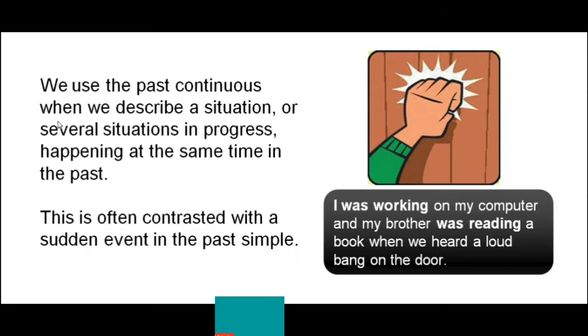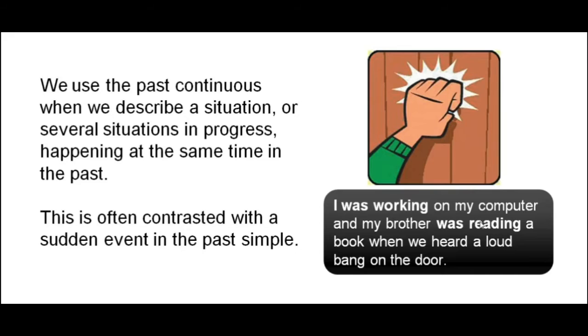Now, we use the past continuous when we describe a situation or several situations in progress happening at the same time in the past. Now, this is often contrasted with a sudden event in the past simple. Have a look at the example over here.